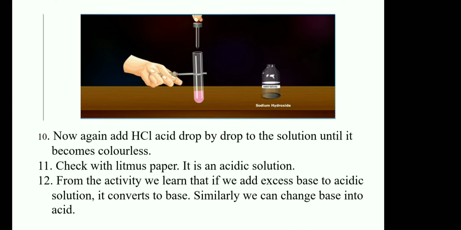Now again add hydrochloric acid drop by drop to the solution until it becomes colorless. When it changes to colorless, then again it changes to an acidic solution. Check with litmus paper, it is an acidic solution. From the above activity, we learned that if we add excess base to an acidic solution, it converts to base. Similarly, when we add excess acid to a basic solution, it changes to acid.